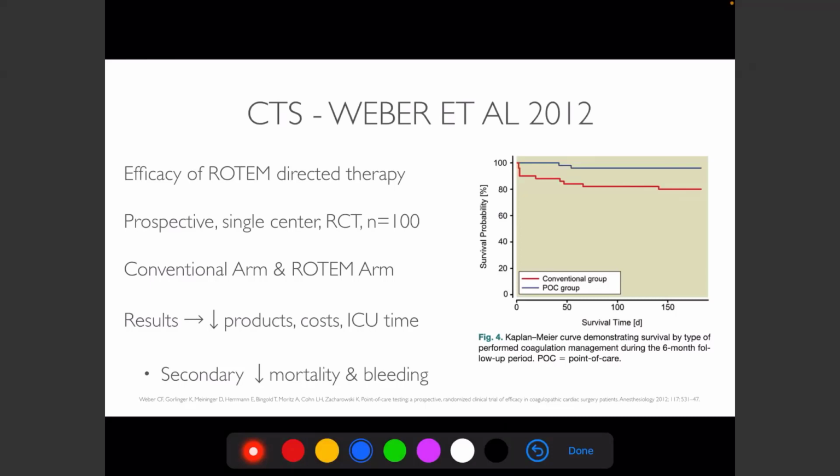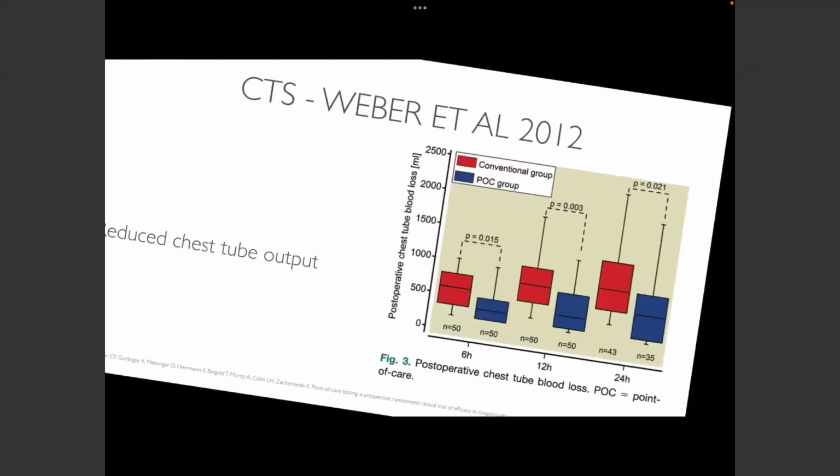They obviously had decreased products because it was a more accurate representation of clotting, decreased cost, decreased ICU time, and they also had decreased mortality and decreased bleeding from your chest tube. So that was one of the better studies.